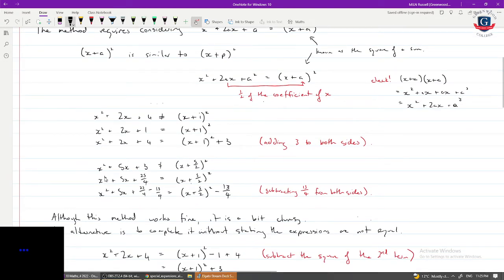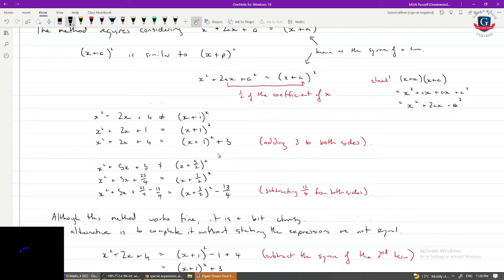Here's a second case. If we have x squared plus 5x plus 3, similarly, if we take half of the second term and place it here, we get an equation that's very close to what we actually want. But instead of getting 3, we've got 25 on 4. But using the same logic, 3 is just 12 on 4. So to get from 25 on 4 to 12 on 4, we subtract 13 on 4 from both sides. And lo and behold, again, we've got the equation in turning point form.